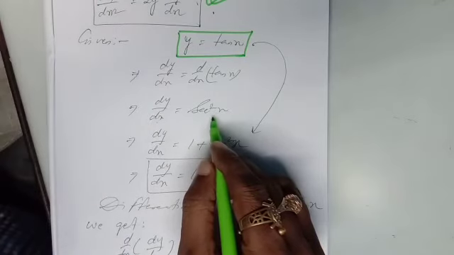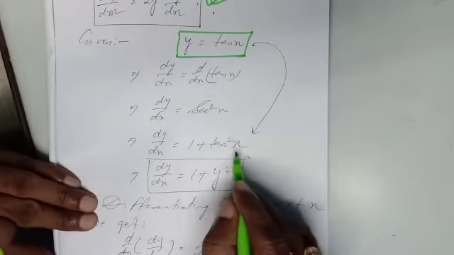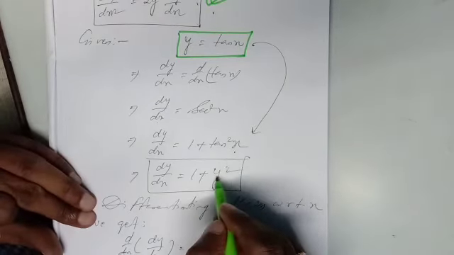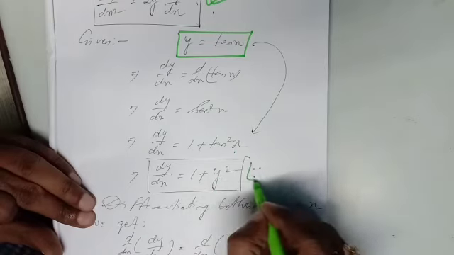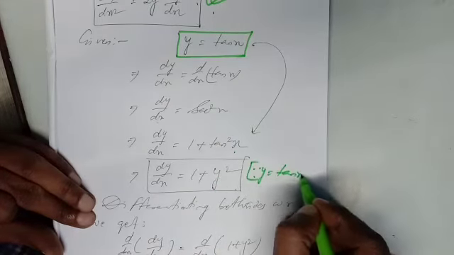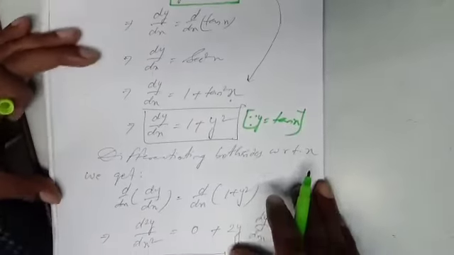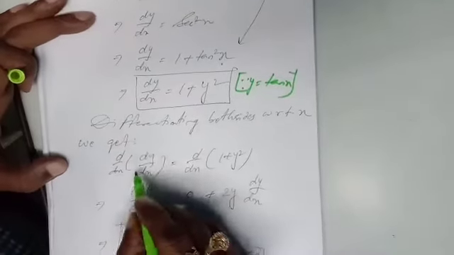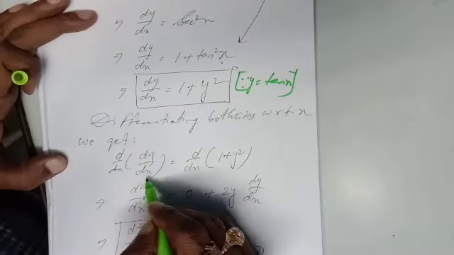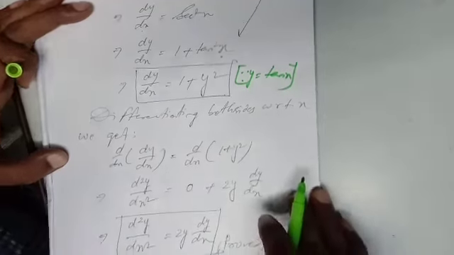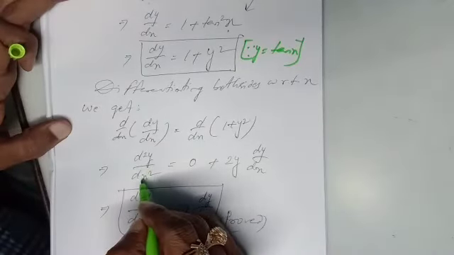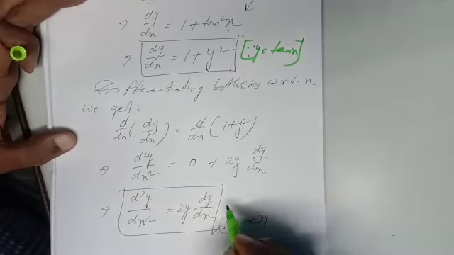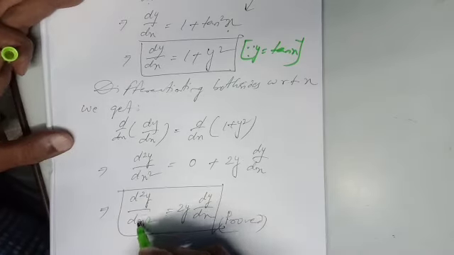As you know from the trigonometrical formula, sec square x is how much? 1 plus tan square x. Now tan x is what? y, since y is equal to tan x, already marked here. That means dy by dx is equal to 1 plus y square. Again differentiating both sides with respect to x, we get d by dx of dy by dx, and d by dx of 1 plus y square. This is nothing but d square y by dx square, and the derivative of 1 is 0. This will be 2y dy by dx. The final answer you have is d square y by dx square equal to 2y dy by dx.